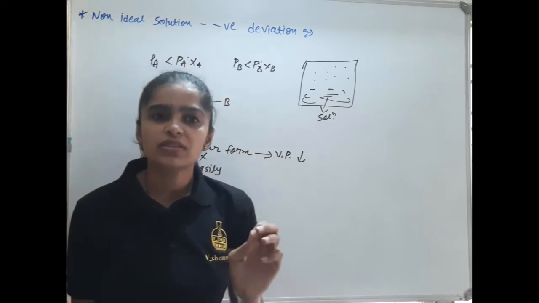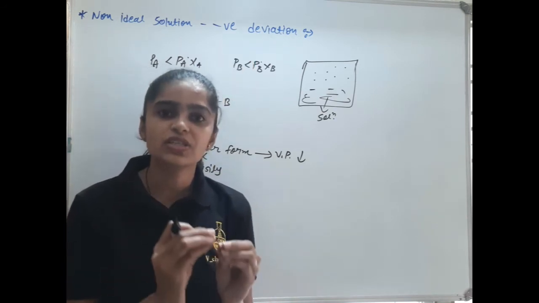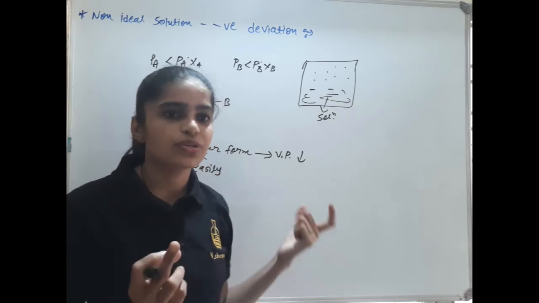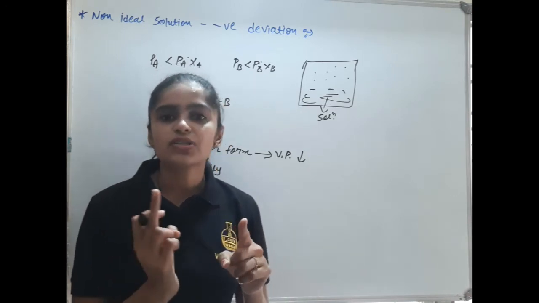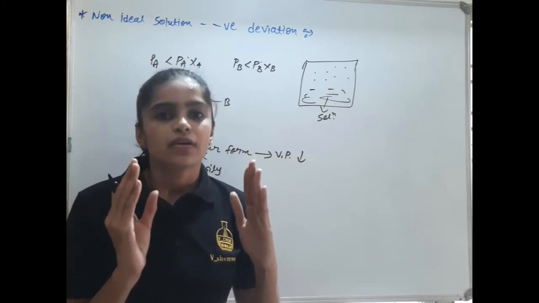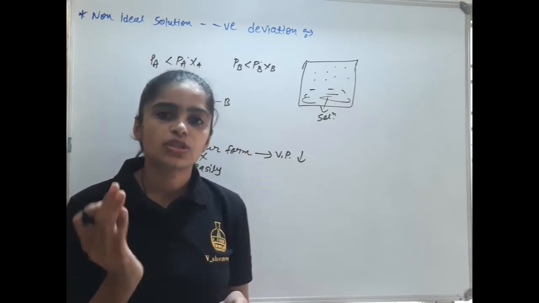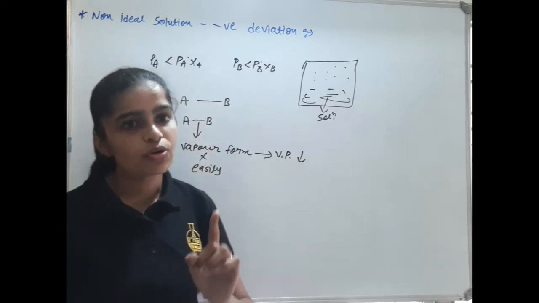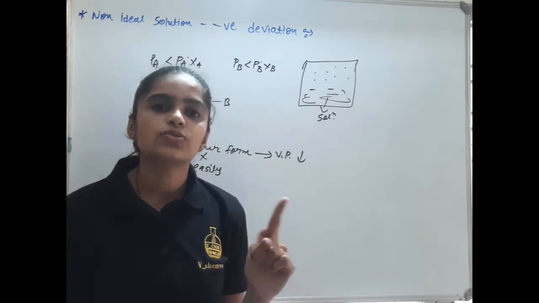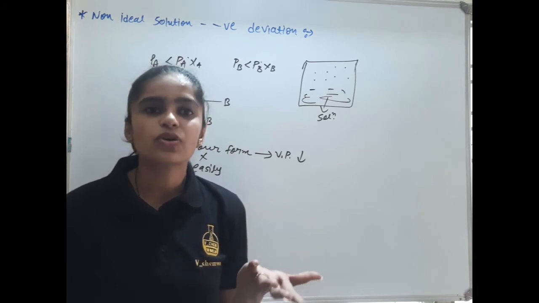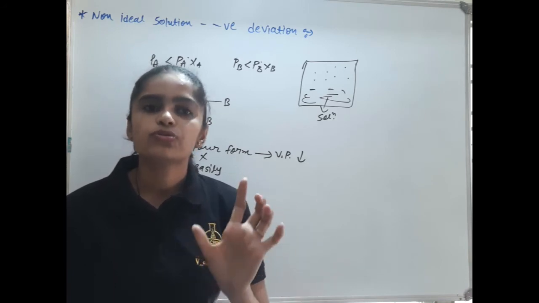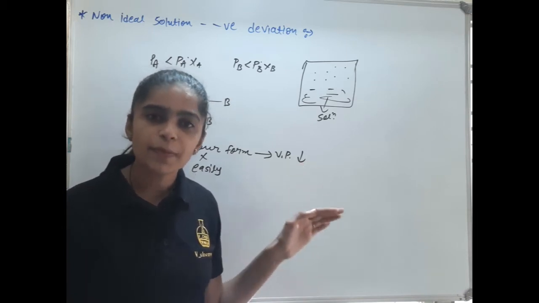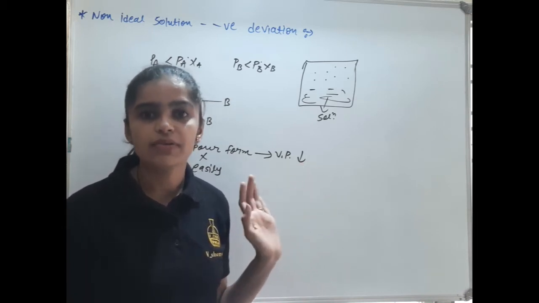Only remember one thing: where attraction between the two molecules is more, it shows the negative deviation, and where attraction between the two molecules is less, it shows the positive deviation. Why? Because A and B attraction is more, so it is not easily converted into its vapor form. Where vapor is not easily formed, it does not produce that much pressure. That means its vapor pressure is decreased, so it shows the negative deviation.